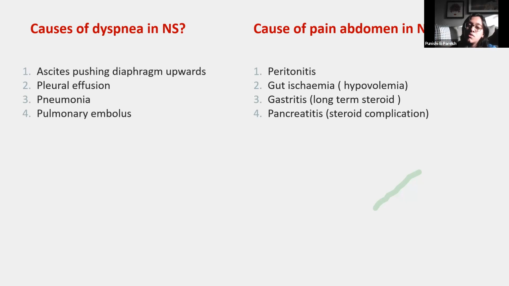What are the causes of pain abdomen? So when a kid with nephrotic is complaining of pain abdomen, we just saw it could be bacterial peritonitis.